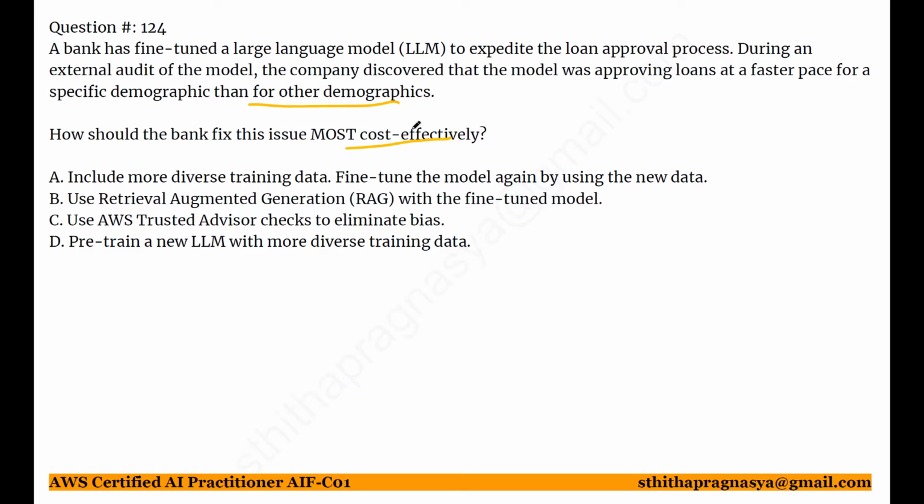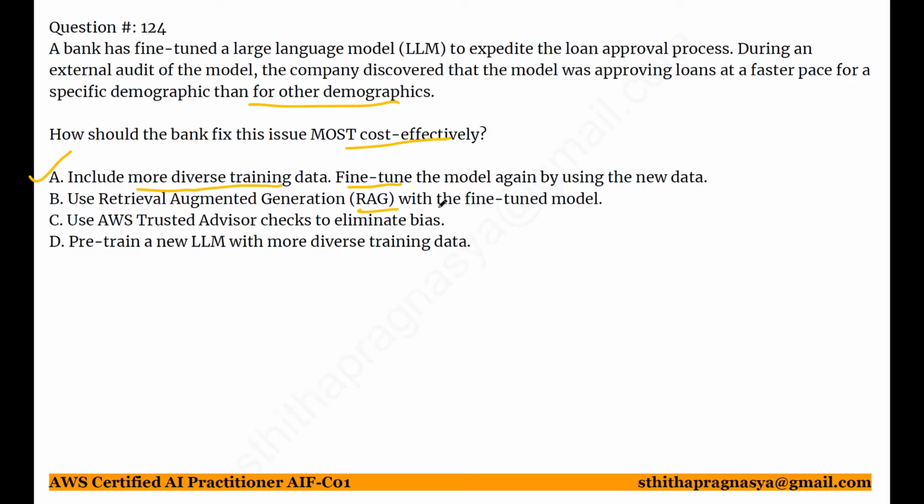Okay, yeah. Option A, adding more diverse training data addresses the root cause of the bias by ensuring better representation in the dataset. And fine-tuning the existing model with this improved dataset is of course going to be a cost-effective approach because it builds on the already fine-tuned model rather than starting from scratch. Right? This is correct as it is a targeted and cost-effective solution to mitigate the bias.